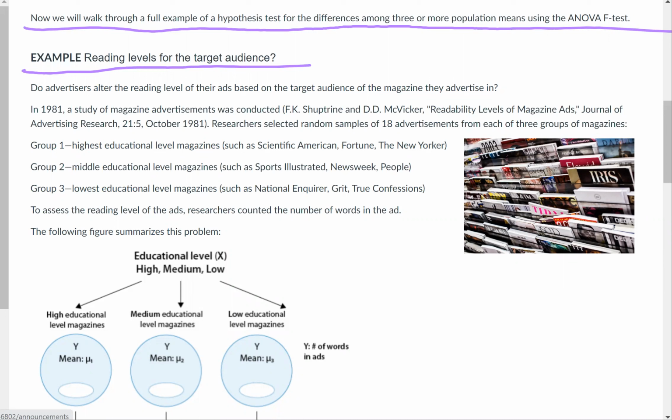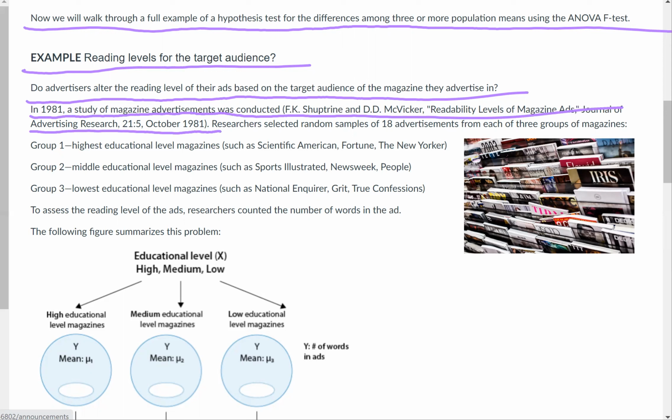The question is, do advertisers alter the reading level of their ads based on the target audience of the magazine they advertise in? In 1981, a study of magazine advertisements was conducted. Okay, and then a lot of details about that study. Researchers selected random samples of 18 advertisements from each of these 3 groups of magazines.